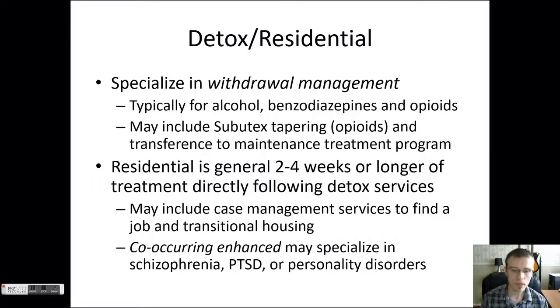I talked a little bit about Subutex, which is a form of buprenorphine, which is a replacement opioid that's less severe but can help taper people down. Like I said before, residential is usually 2 to 4 weeks or longer. Your treatment directly following detox services. Typically, you want them to go straight from detox to a residential program. This can also include case management services to find a job and transitional housing if they didn't have housing before they went in.